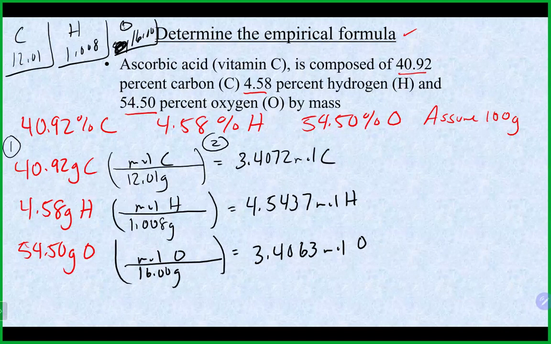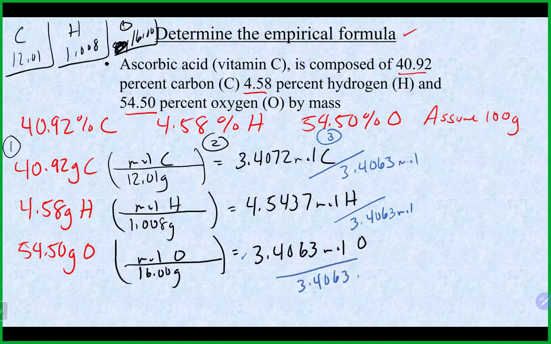At this point, the next thing we want to do is look at each of these moles, and we want to divide by the smallest. In this case, it's fairly close, but it does look like the oxygen just barely beats out as the smallest. So we're going to divide everybody by the moles of oxygen, 3.4063 moles. We divide the carbon by 3.4063 moles, and divide the oxygen by 3.4063 moles.